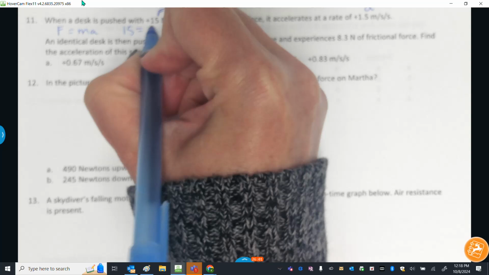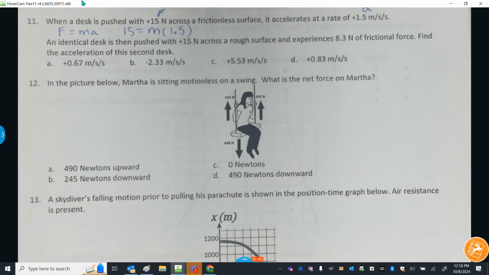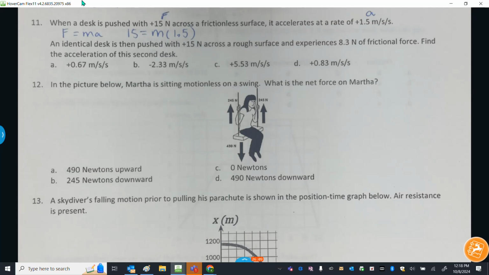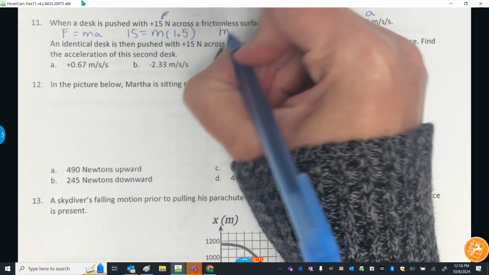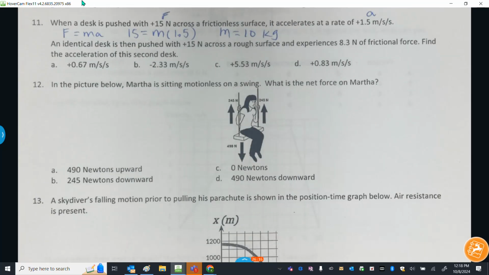15 equals m times 1.5. And of course, if you then were to solve for mass, I'm sure you can tell just by looking, that's going to be 10. Okay, and so the mass of this desk is 10 kilograms. And I wouldn't know that if it weren't for the first part of the question. Okay, so we had to use that to get the mass.